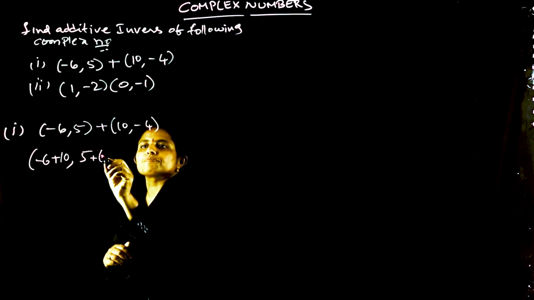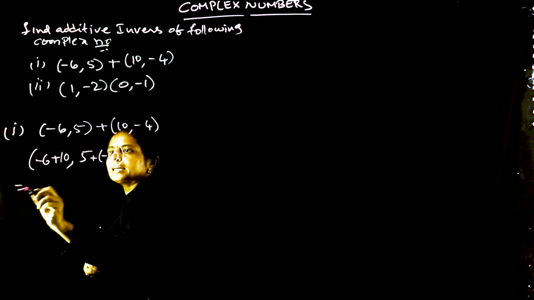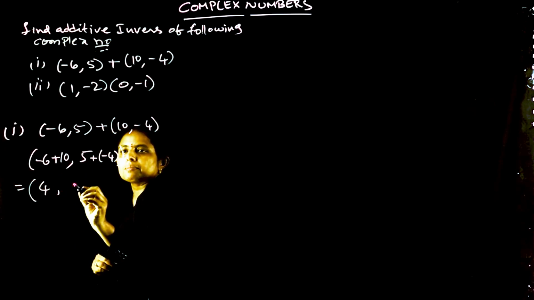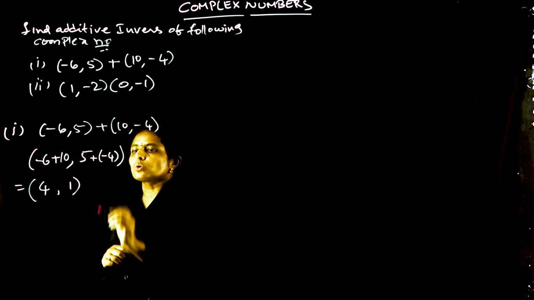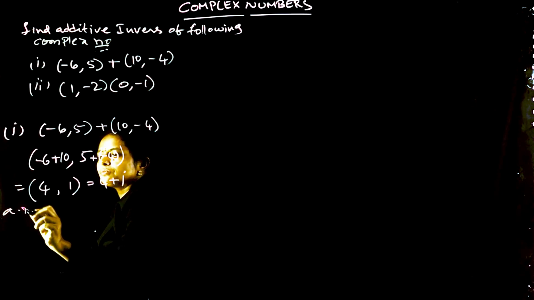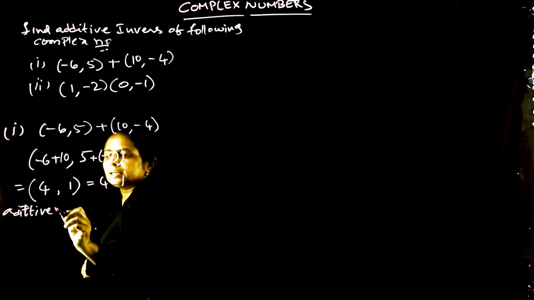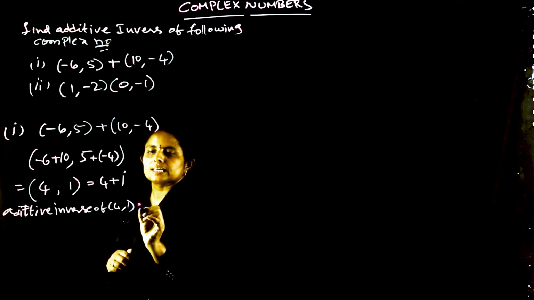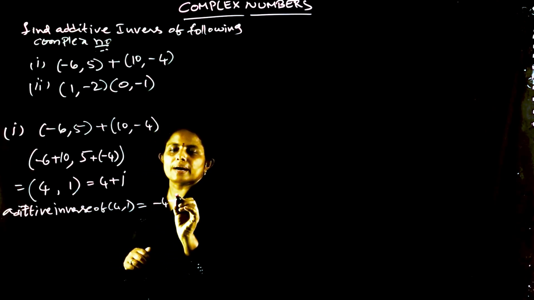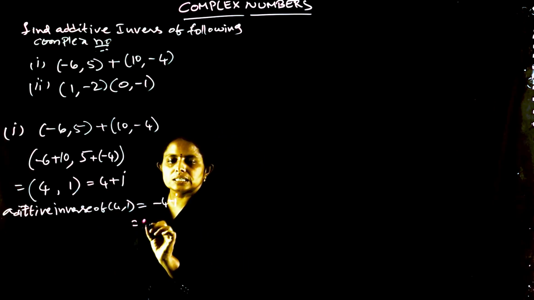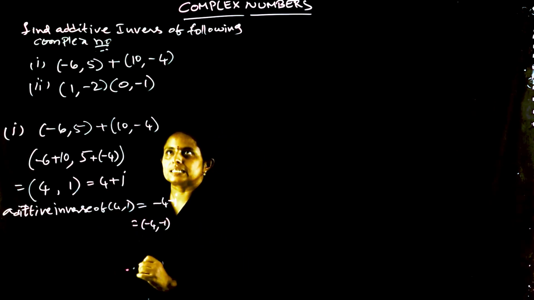So 5 plus of minus 4. So here we will get it as minus 6 plus 4 plus 10 is 4 comma 5 minus 4 is 1. So our complex number is 4 plus i. So additive inverse will be additive inverse of 4 comma 1, which is nothing but minus 4 minus i. We have to change signs of both real and imaginary parts. So this is minus 4 comma minus 1.